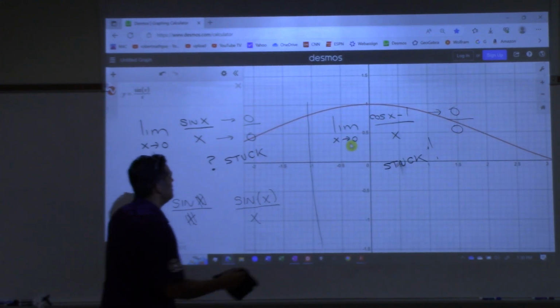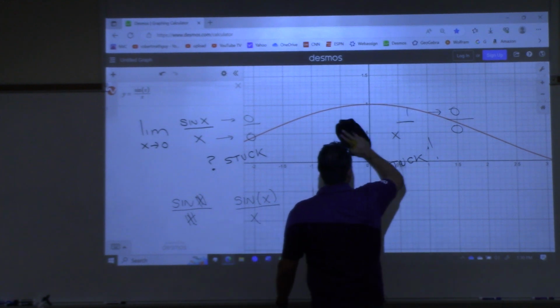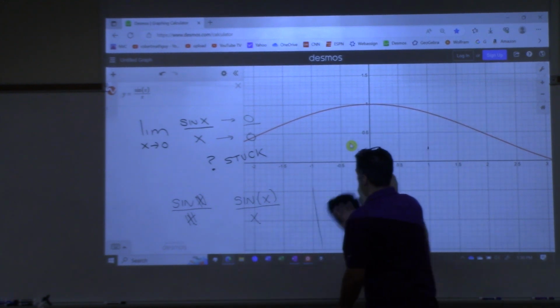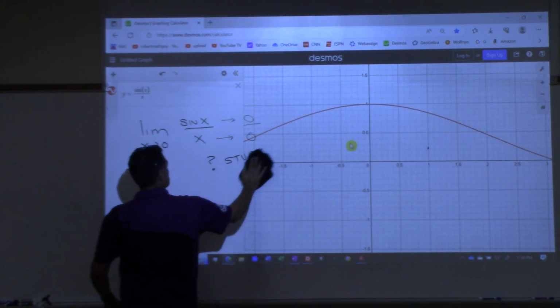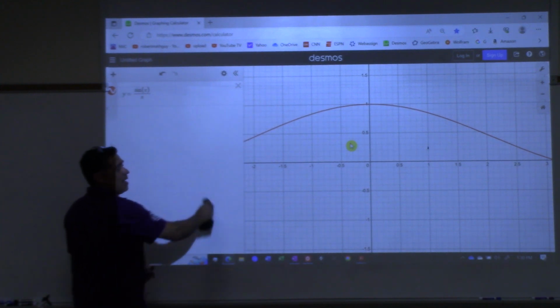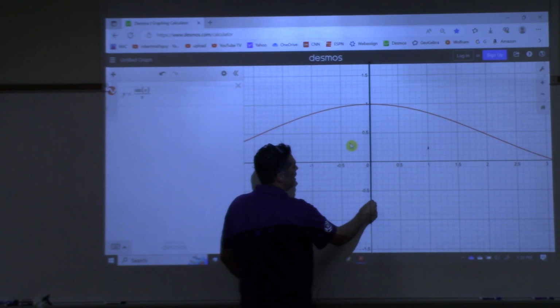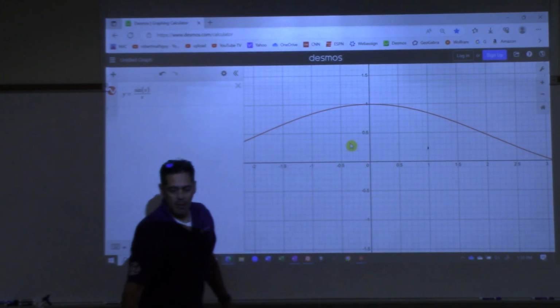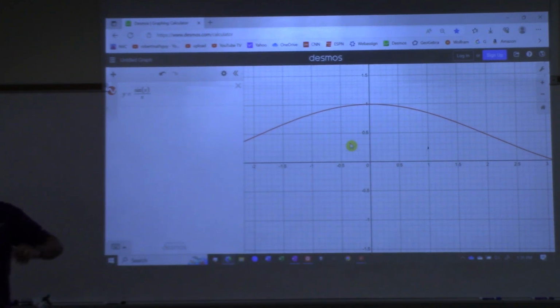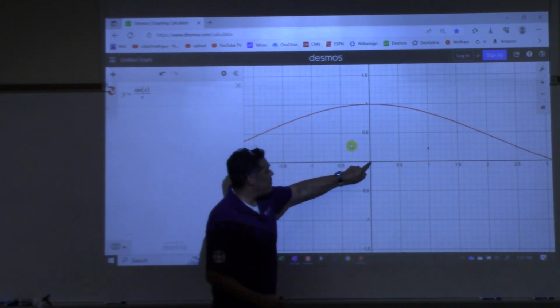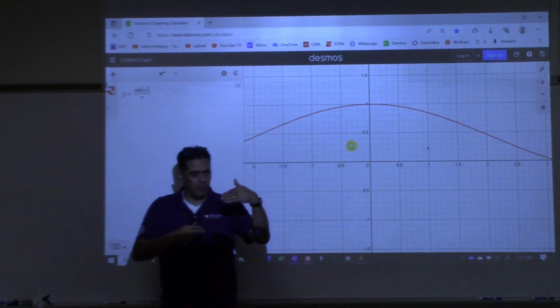What does it look like is happening as I approach 0 from both sides? Looks like I'm headed to 1, right? Here's 0. Approach it from both sides, and you're headed to 1. And Desmos gives me no indication at all that there's a problem at 0, right? If we plug 0 in, you get 0 over 0, don't you?